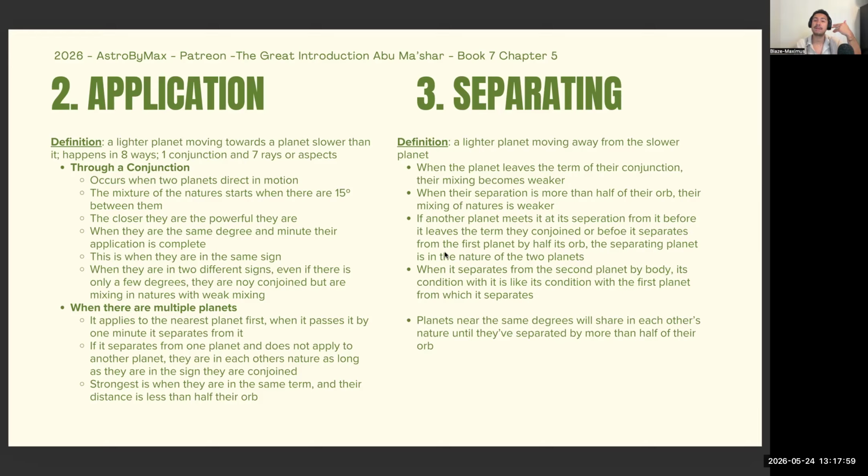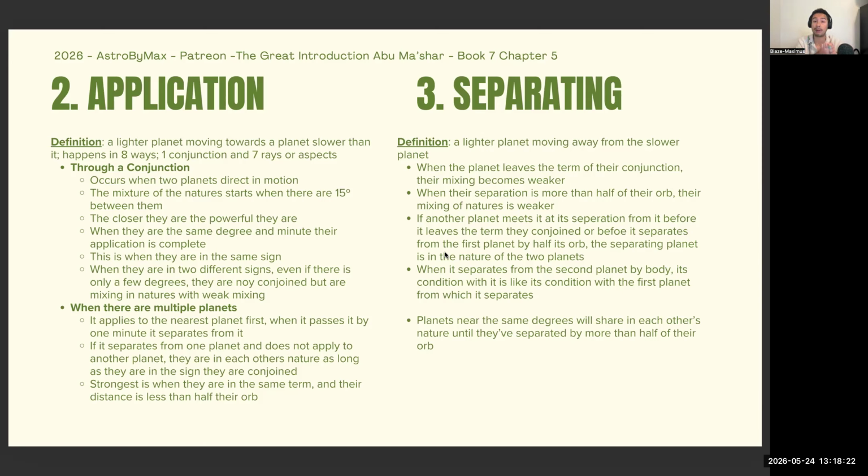If an application happens through a conjunction, it happens when both planets are direct in motion, and the mixture of their natures, of their tabi'ah, so hot, cold, wet, and dry, starts when there are 15 degrees between them. So when there's 15 degrees and they're closing in on each other, that mixture of their natures is going to start to happen more. And the closer they are, the more powerful that mixture is going to be. And when they are the same degree and the same minute, so this is important, they must be the same degree and the same minute, their application would then be considered complete.